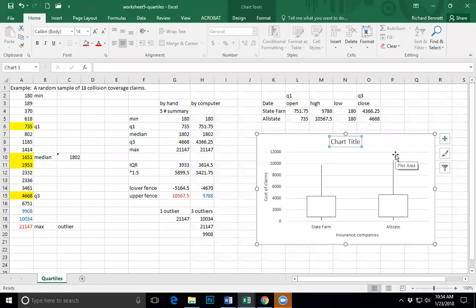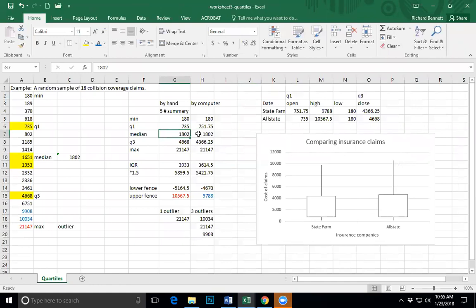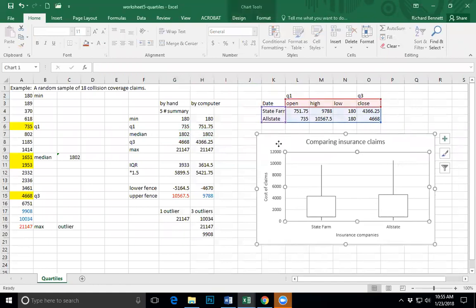This here is going to be called comparing insurance claims, or something like that. All right, so now I need to draw in here my median. So the median in both cases is 1802. Now, you're just going to have to eyeball this the best you can. By the way, I also need to worry about my outliers.